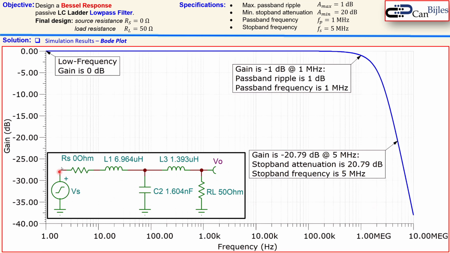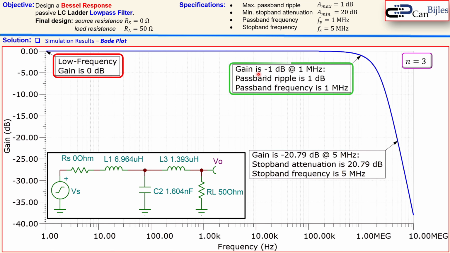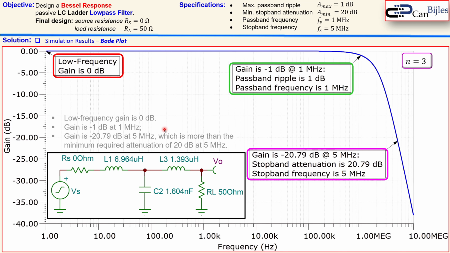This is the circuit. You see here again the resistors and the inductor and the capacitor. And this is a third order. We have designed a third order Bessel response low pass filter. You see here the low frequency gain is 0 dB. The gain is minus 1 dB at 1 megahertz, and there is also a gain of minus 20.8 dB approximately at 5 megahertz. So what do we see in more detail?